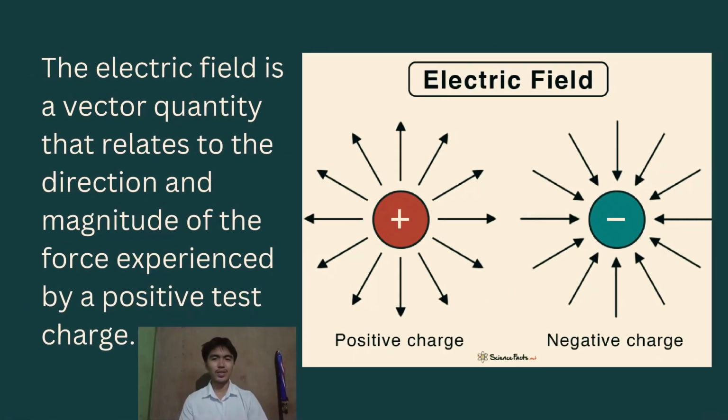Now, let's move on into the electric field. The electric field is a vector quantity that relates to the direction and magnitude of the force experienced by a positive test charge. The electric potential at a point in the field is the work done in bringing a unit positive charge from infinity to that point along an equipotential path.